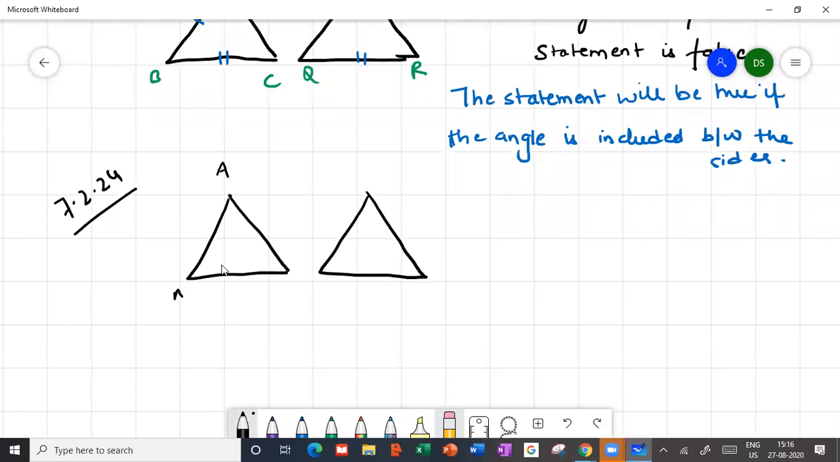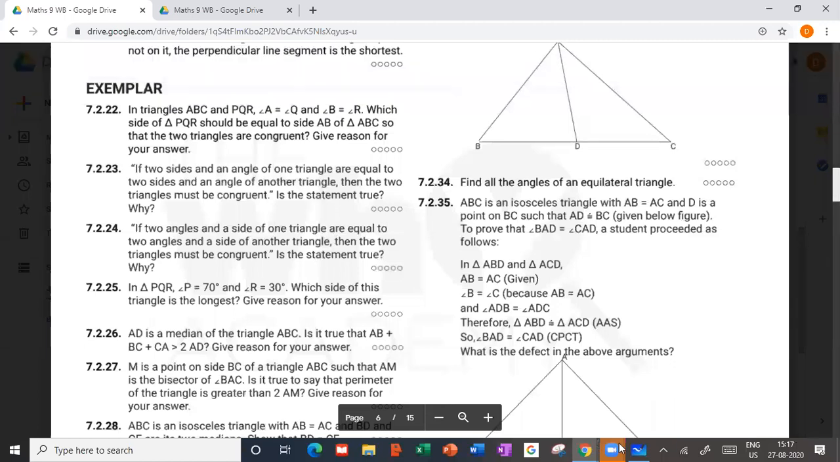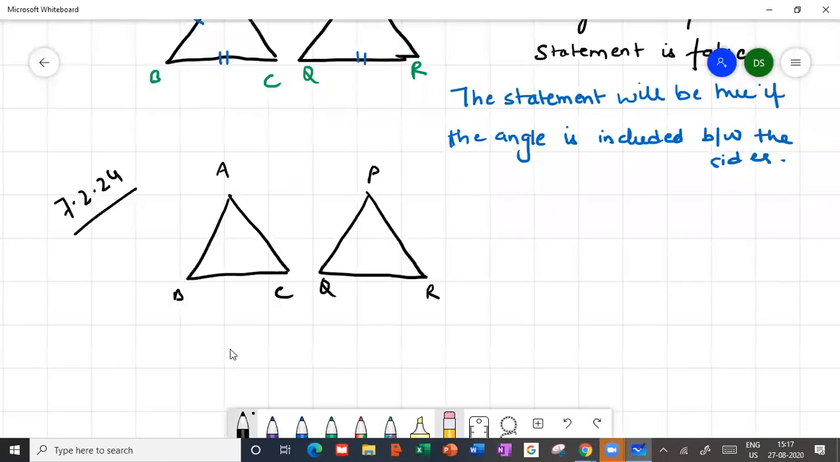Two triangles. Anytime you get a statement question and you feel you are getting confused, first thing draw. Draw and then just take whatever they are saying. So what are they saying? Two angles and one side. So I'm going to mark two angles. Let's say this angle is equal to this angle and this angle is equal to this angle. And one side they are saying, so I'm just going to say this side. So are the two triangles congruent?